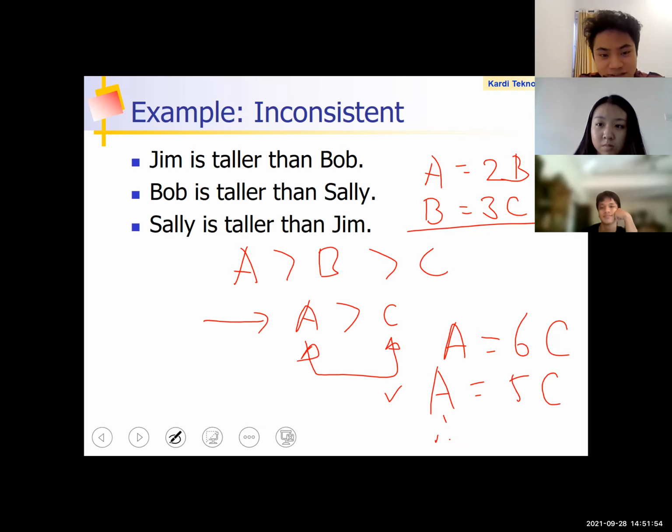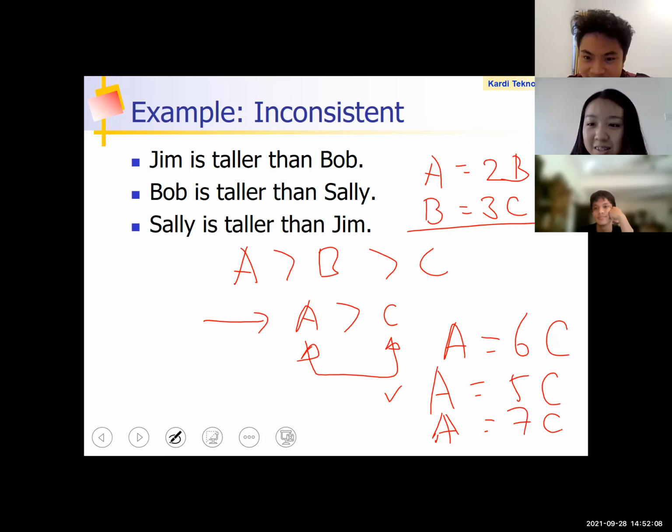How about if A is actually 7 times more than cherry? I think it's still consistent, because I like apple more than cherry. So whatever the number, I still like apple more than cherry. Right. So why is it consistent?